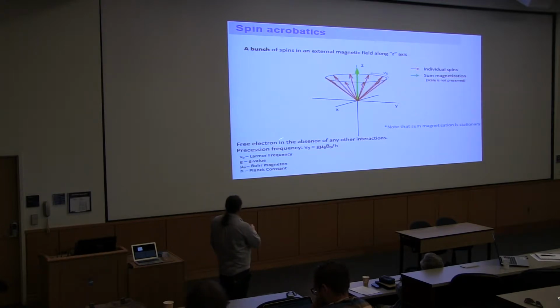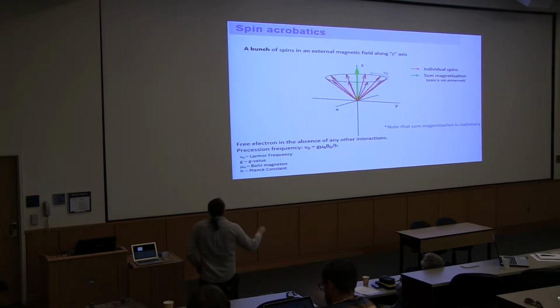And of course, the Larmor frequency will depend on the g value and also the magnetic field strength. So the stronger the magnetic field, the faster the spins will be precessing. Don't worry, they don't get dizzy. All right, so that's simple.